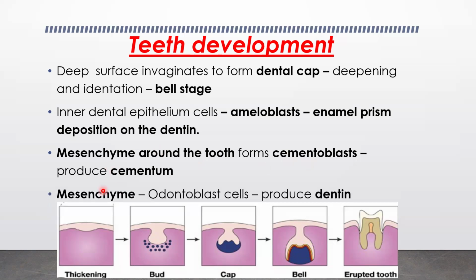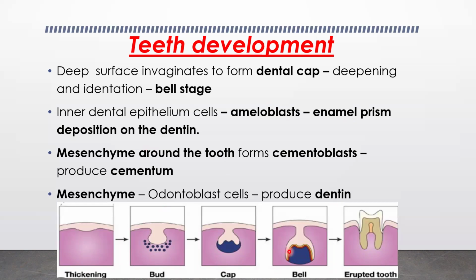Then, as we said earlier, the mesenchyme also will give us odontoblast, which will produce dentine. So one of the neural crest derivatives is odontoblast, which will produce dentine. So that is also another point. So three cell types: ameloblast, which forms the enamel prism, then the mesenchyme around it, and then the cementoblast will also come from the mesenchyme surrounding the teeth, which will produce cementum.